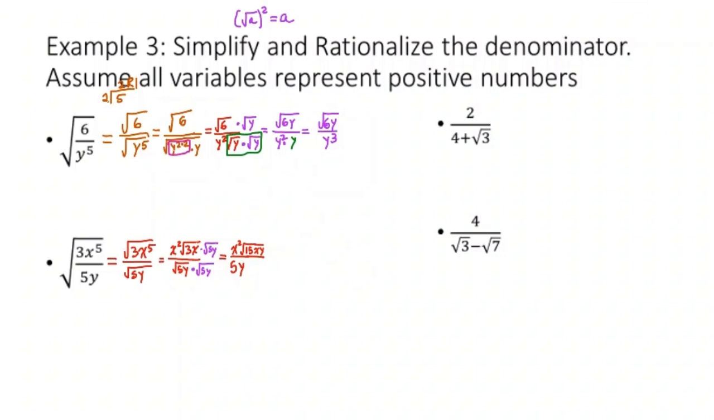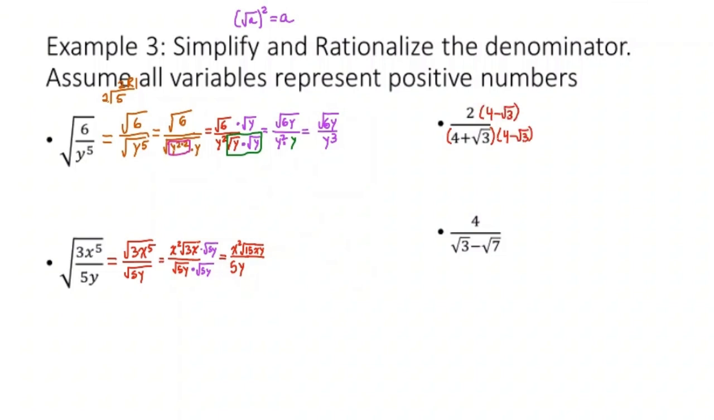In our next example, we're going to see how conjugates can be used to rationalize the denominator. We want to simplify and rationalize 2 over 4 plus root 3. The difference between this example and the other two is our denominator is something plus root 3. So I can't just multiply top and bottom by root 3 because I would have to distribute the root 3 in, and I would have 4 root 3 plus 3. I'm still stuck with the radical in the denominator. But if I multiply top and bottom by the conjugate, now the conjugate of 4 plus root 3 is 4 minus root 3.